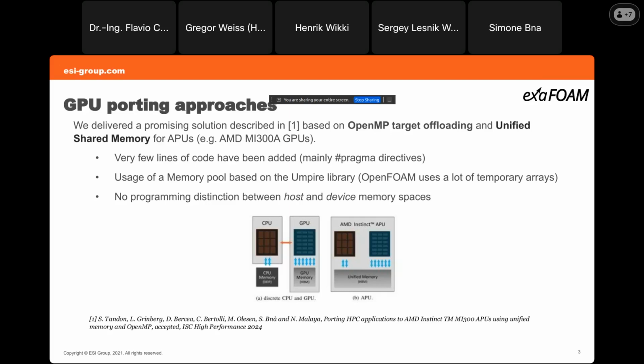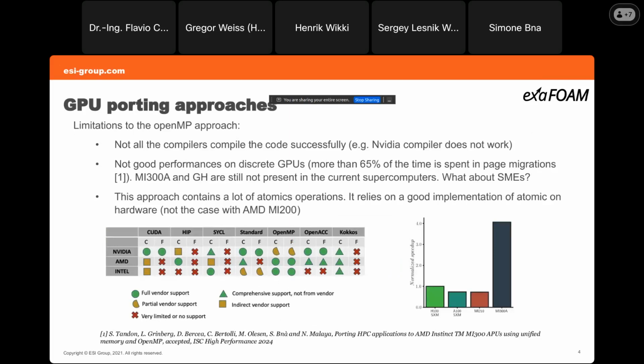But for sure, the big advantage is the fact that, within these recent cards, there is no longer a distinction between host and device memory spaces, which is an important point. But there are also limitations to this OpenMP approach. And I reported mainly three cons.